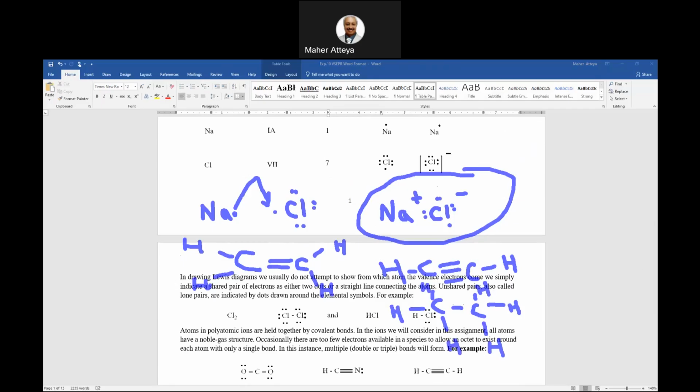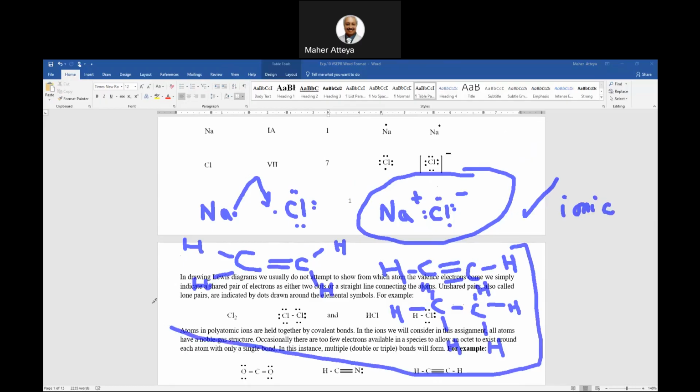The covalent compounds are sharing valence electrons, while the ionic compounds are transferring valence electrons from the metal to the nonmetal. So this is correct for the ionic. This is an ionic compound or bonding, and all of those here are covalent. So you can always look at the difference between those.